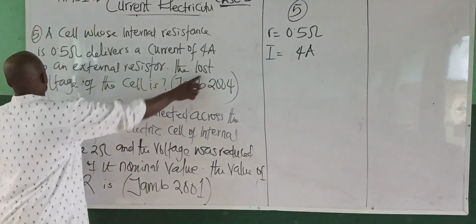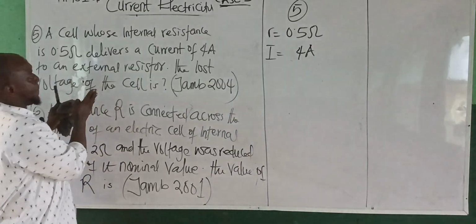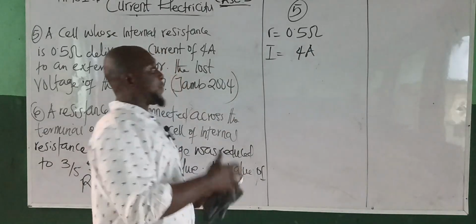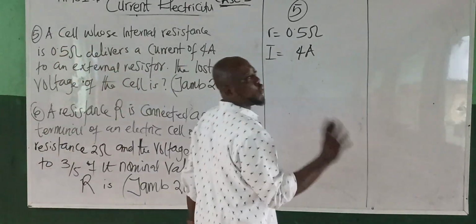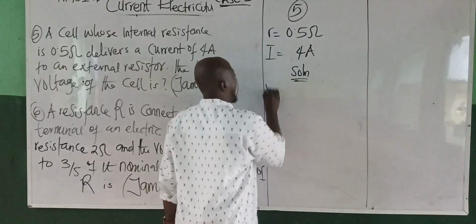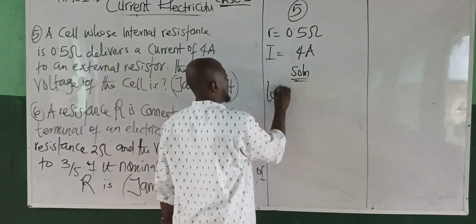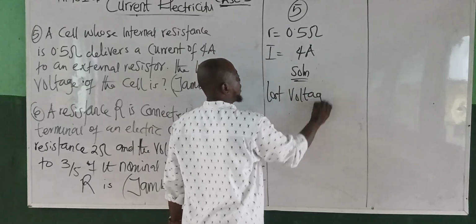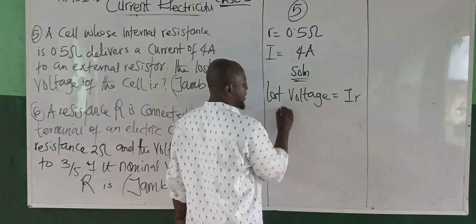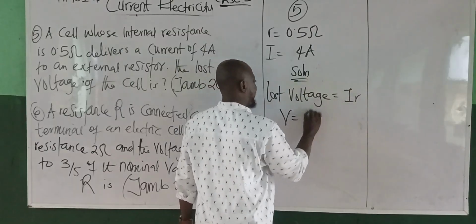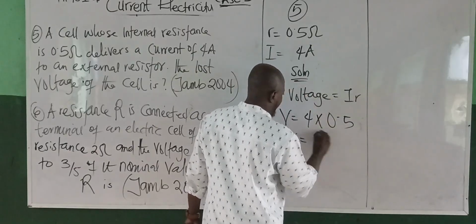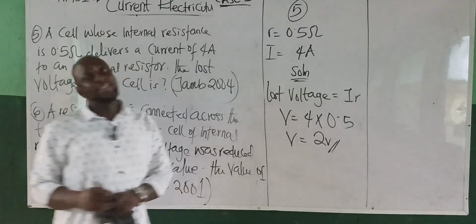So they say, the lost voltage of the cell is... We can solve it in 2 ways, but in order not to waste our time, we can use this. Our lost voltage is given as V = IR. Simple. What is my I here? It is 4 times 0.5. Obviously, this will give us 2 volts.